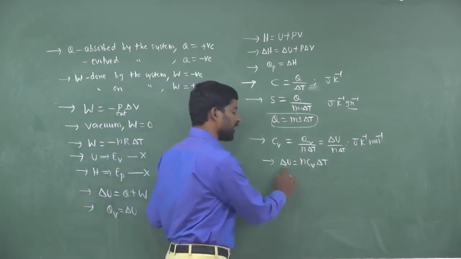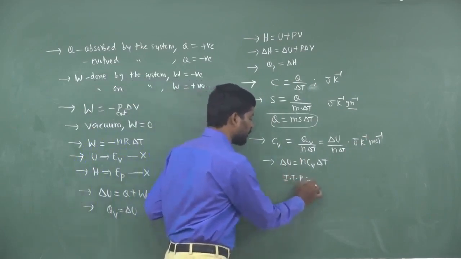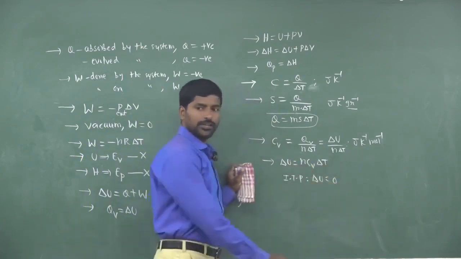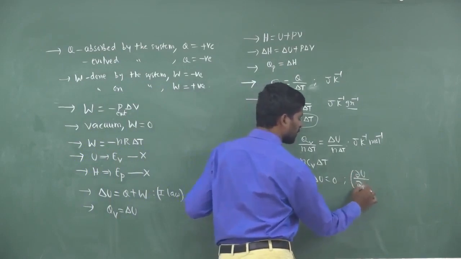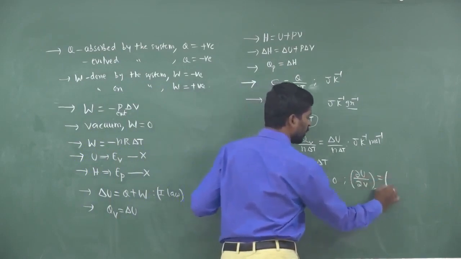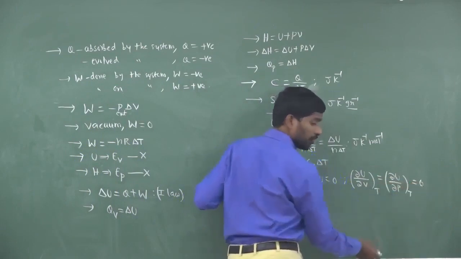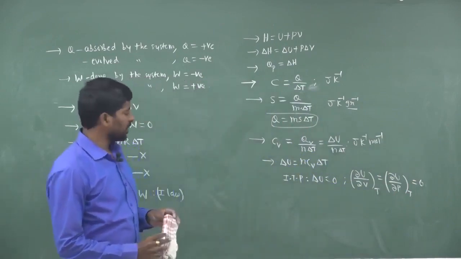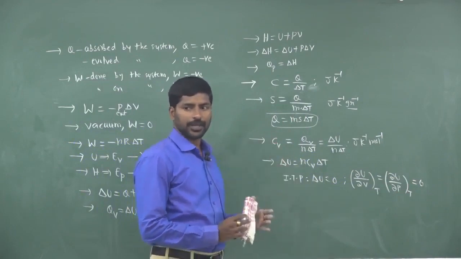Okay. If you take an isothermal process, what about delta U and E? For an isothermal process, delta T is 0, so delta U is also 0. So for isothermal process, for ideal gases, we can write like this: dou U by dou V at constant temperature, or dou U by dou P at constant temperature, is equal to 0. Important. Change in internal energy is 0 for ideal gases at constant temperature.